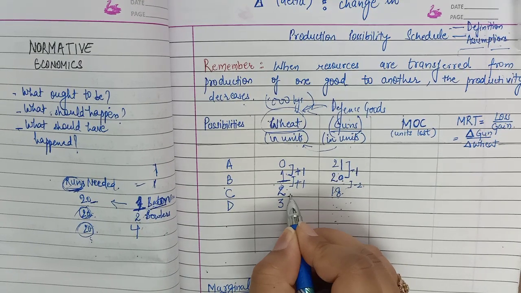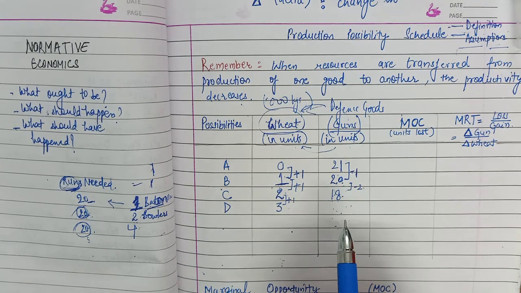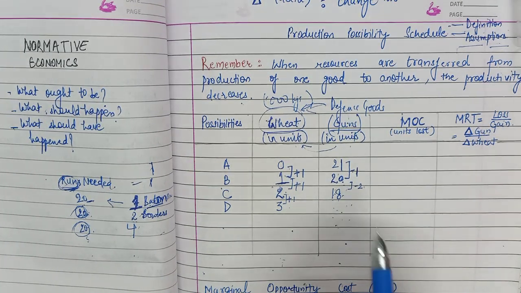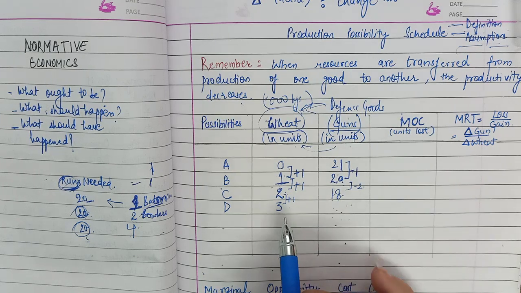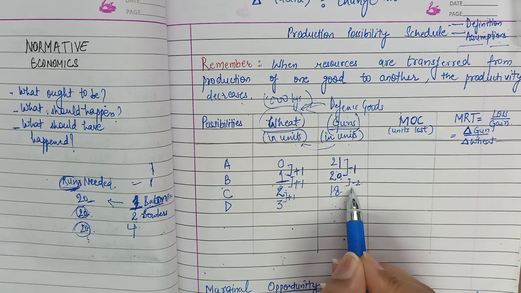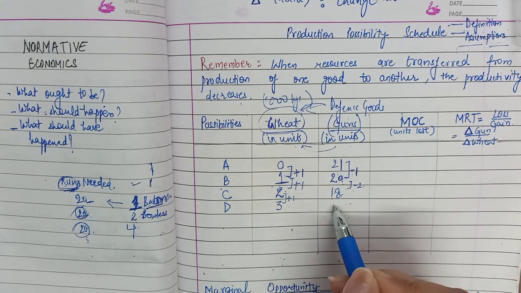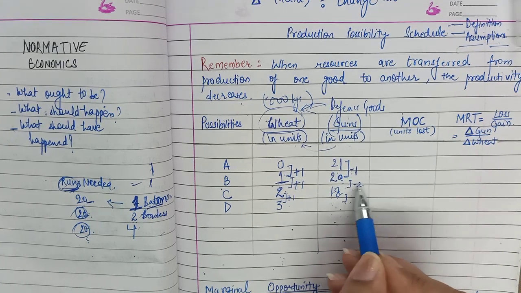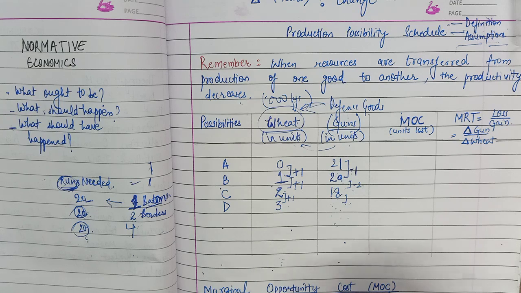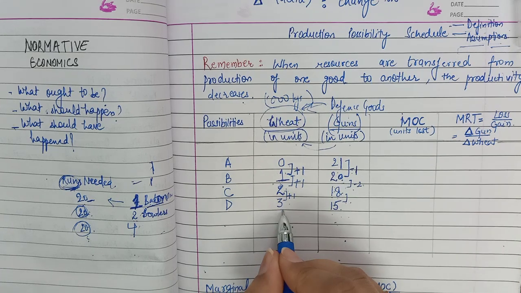So now again the gain is 1, but to give this gain of 1 unit, more and more resources have to be transferred from guns to wheat. So more and more units of guns will be sacrificed to produce the same unit of wheat. Earlier we had a loss of 1 unit, then a loss of 2 units, and now we'll be having a loss of more than 2 units. It can be 3, 4, 5, any number greater than 2. So let us just take the loss of 3 units, and now we are having 15 guns and 3 wheat.